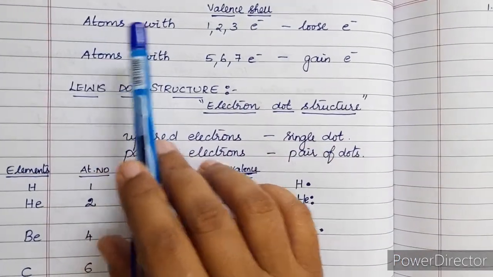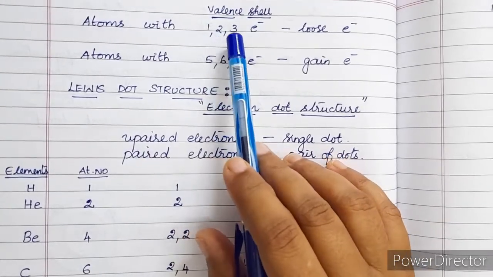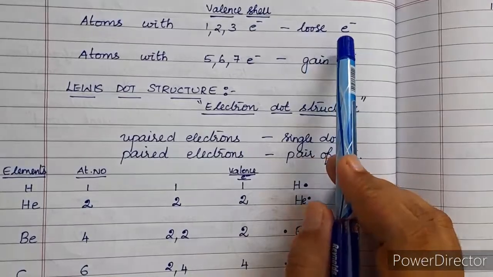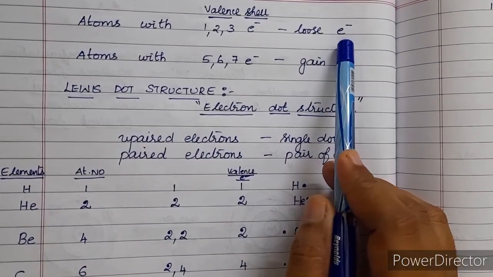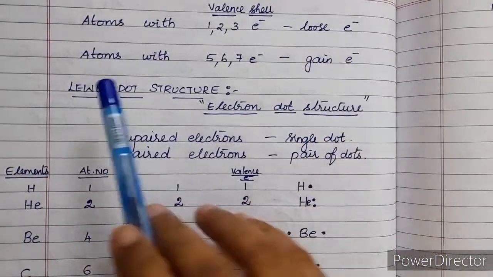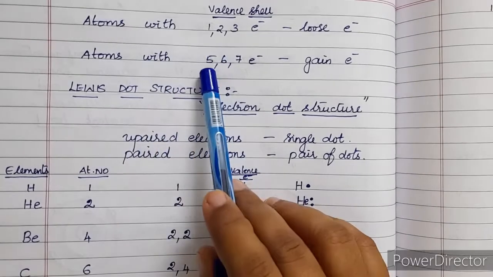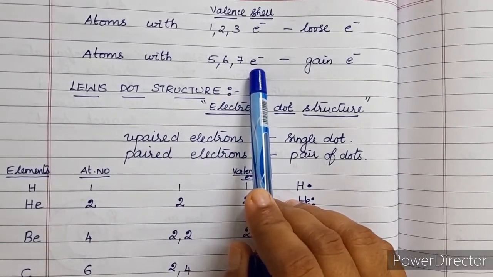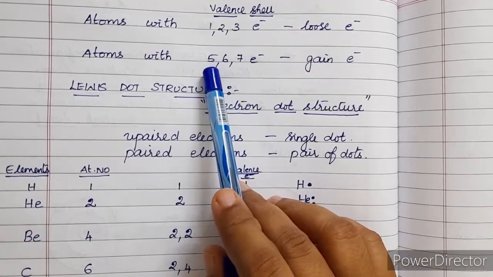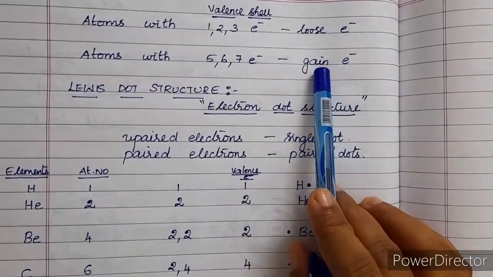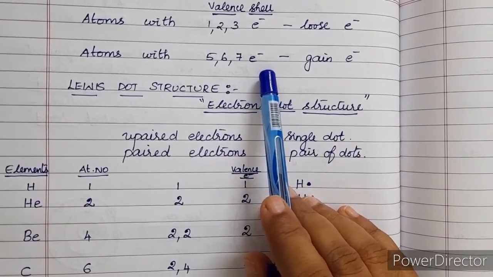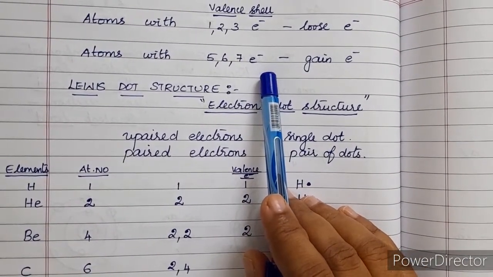Now atoms with 1, 2 and 3 electrons in their valence shell will lose the electrons and attain the stable electronic configuration. Now atoms with 5, 6 and 7 electrons in the valence shell, or if the valence electron is 5, 6 and 7, it gains the electron so that it gets 8 electrons in the outermost shell and attains the stable electronic configuration.